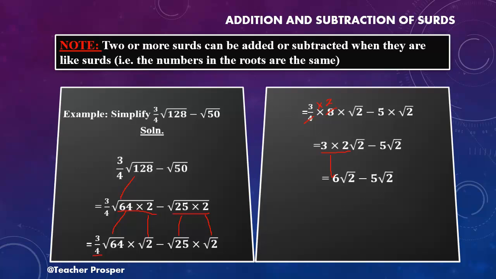Now square root of 2 is common in the 2 terms. So we prefer to factorize square root of 2 out, leaving our 6 here minus the 5. Now 6 minus 5 will give us 1 square root of 2, which is the same as square root of 2. And that brings us to the end of this example. Let's consider another example for better understanding.